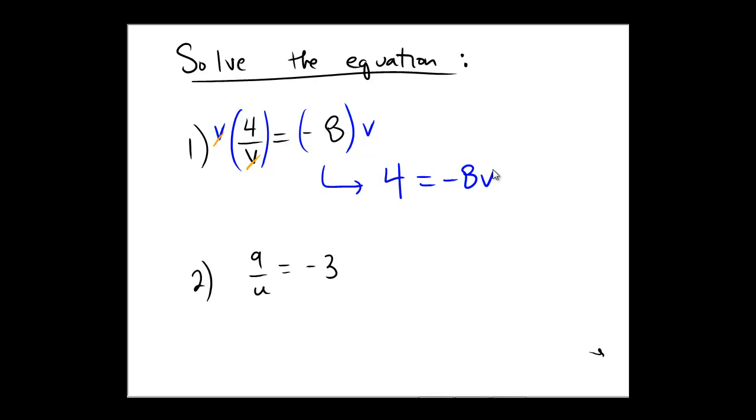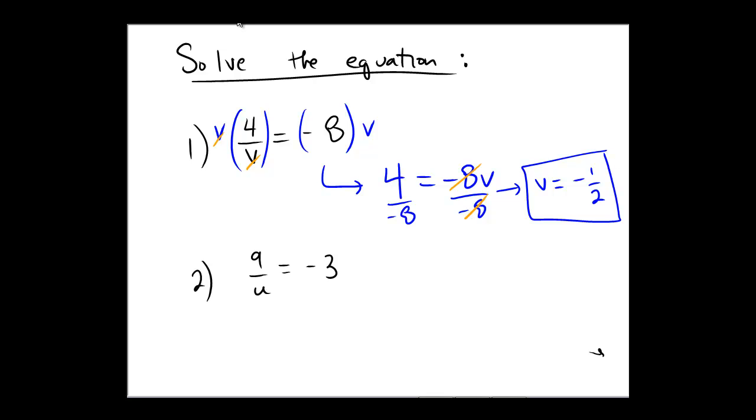So to isolate v, we just have to knock off that negative 8. We're going to divide both sides by negative 8. Notice that the negative 8's cancel, leaving a v, and 4 divided by negative 8 is the number negative 1/2. So this problem is v equals negative 1/2.